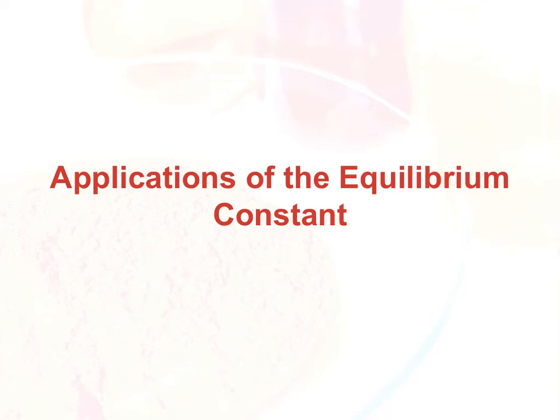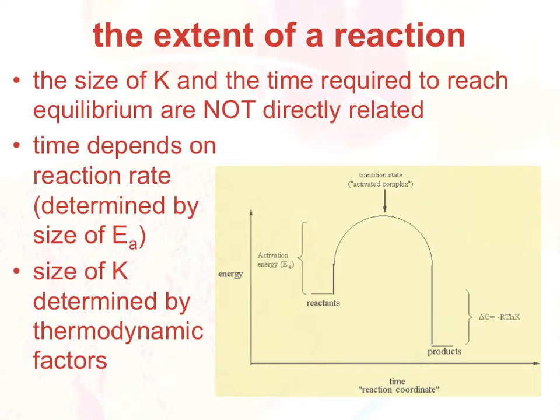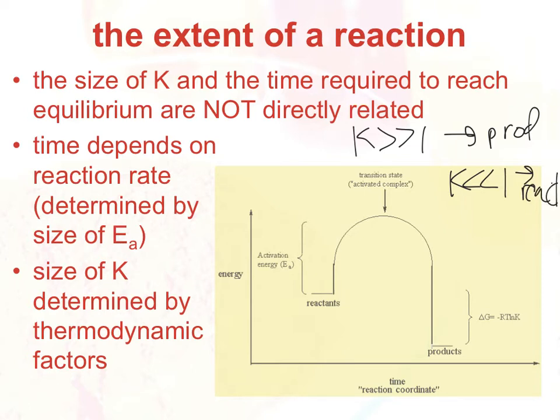Let's go ahead and look at applications of the equilibrium constant. Based on our value of K, we've established that if we have K values much greater than 1, then our reaction lies towards the products. And if K is much smaller than 1, it's going to lie towards the reactants. We've already talked about that and established these facts in our previous lecture.